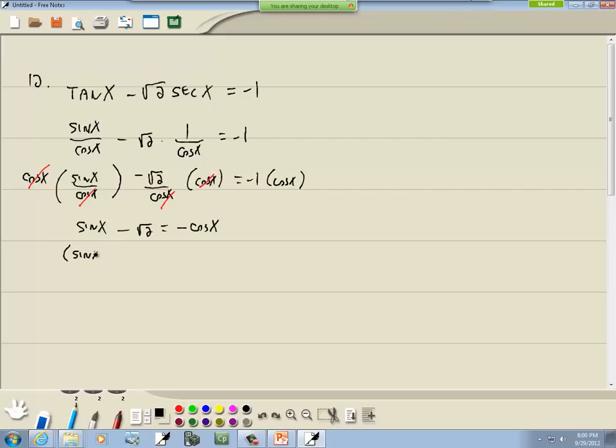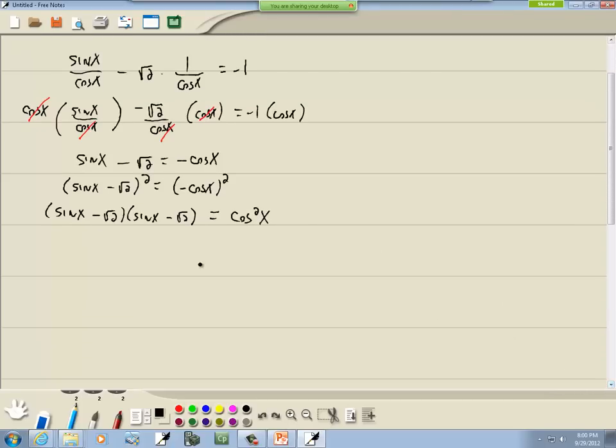So I got sine x minus square root of 2, squared, is equal to negative cosine x, squared. When I square this, that's like taking sine x minus square root of 2 times sine x minus square root of 2. And when I square the right side, the negative squared just becomes positive, so we just get cosine squared. Over here, sine times sine is sine squared. Sine times negative square root of 2 is negative square root of 2 sine. Negative square root of 2 times sine is negative square root of 2 sine. And negative times negative is positive, and square root of 2 times square root of 2 is 2.